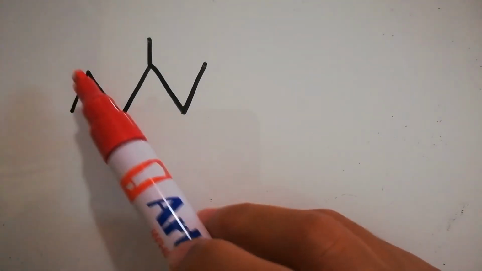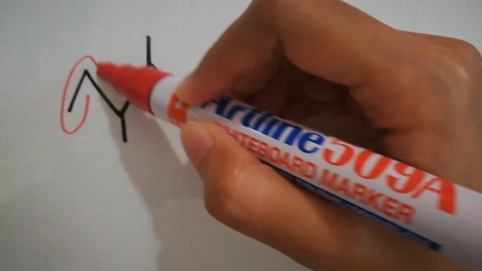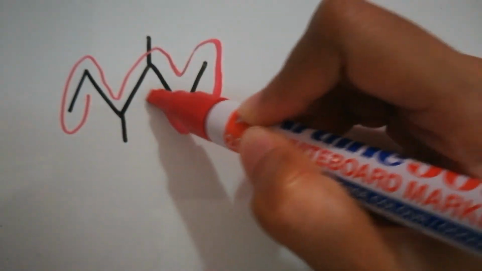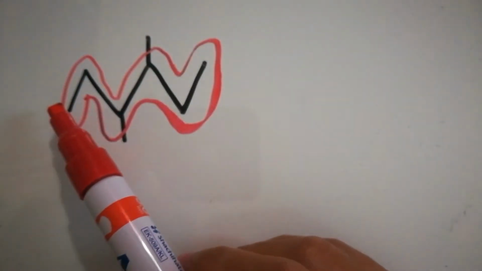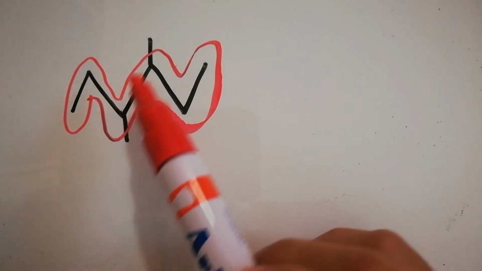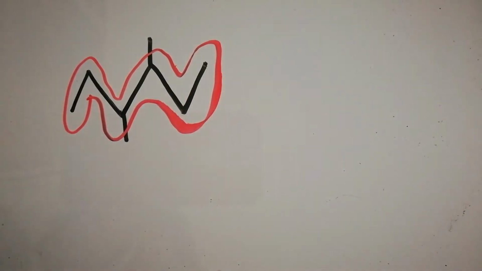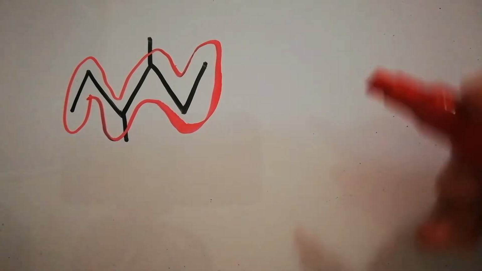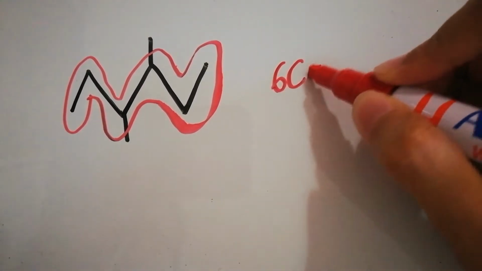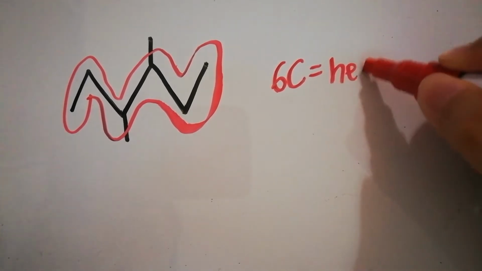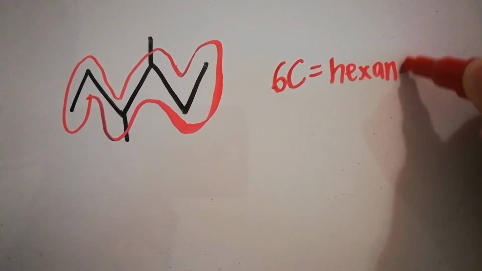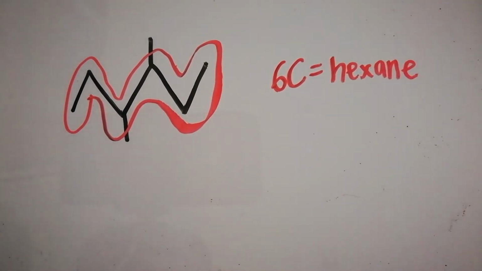So let's see, the longest chain is here, which has 6 carbon. 1, 2, 3, 4, 5, 6. So we have 6 carbon, which equals hexane. So we already know that the parent for this alkane is hexane.